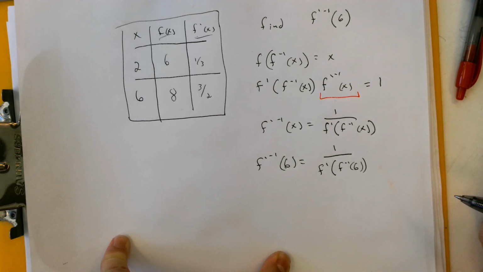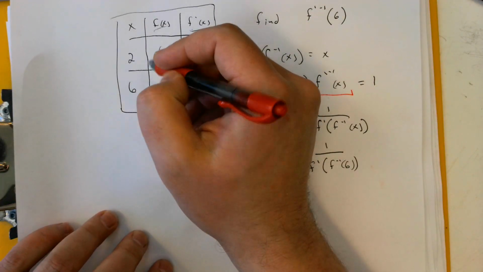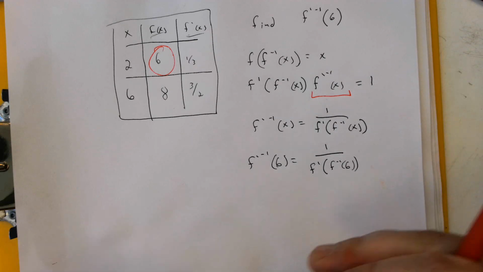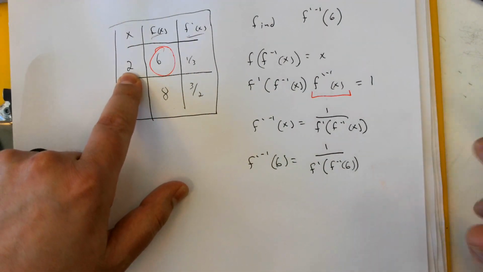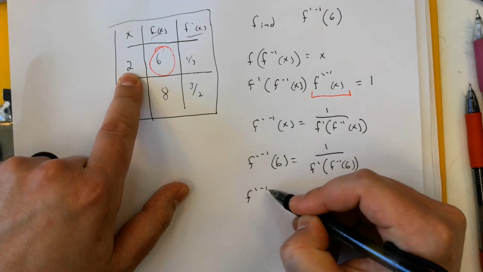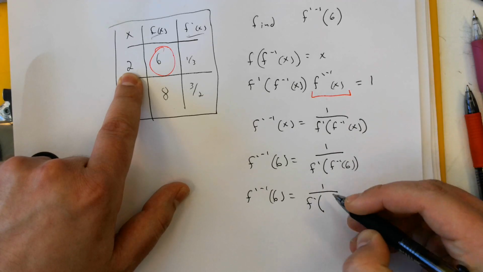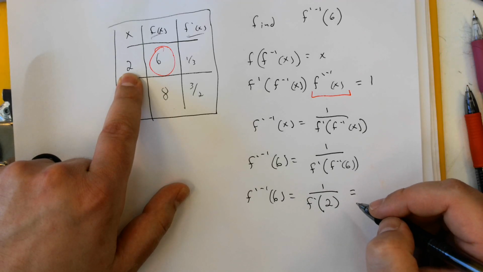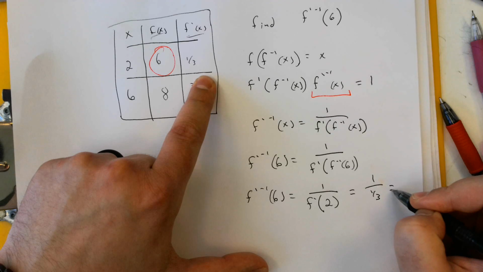All right, well, what's f inverse of 6? So now 6 is the, I'm looking right here, right? Because 6 is now the input to f inverse. So f inverse of 6 will be 2. So really, f prime inverse of 6 is equal to 1 over f prime of 2. And, oh, snap diggity, f prime of 2 is 1/3. So this is really 1 over 1/3, which is 3.